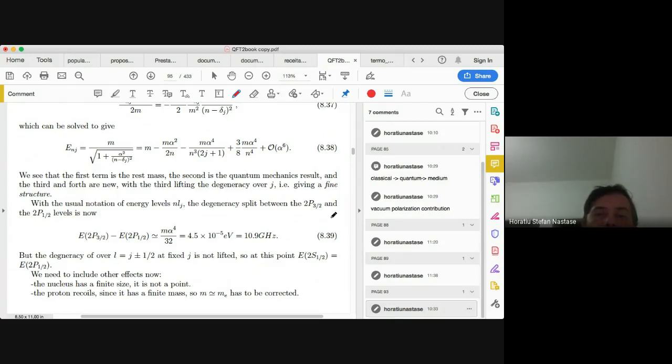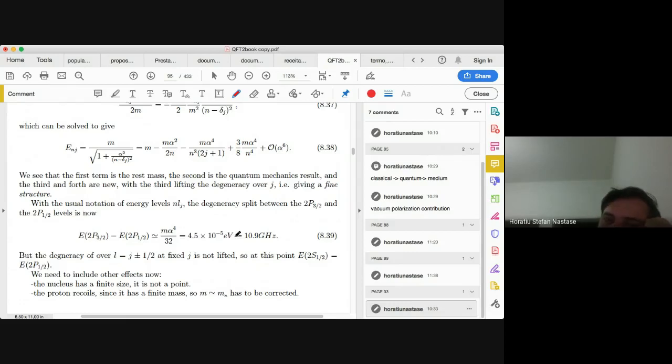So the degeneracy split, this fine structure, is now between, say, 2p3/2 and 2p1/2, and is equal to this term with j equal 3/2 minus the same term with j equal 1/2. And then you obtain this result, which is written in terms of electron volts as this particular number, 4.5 times 10⁻⁵ eV.